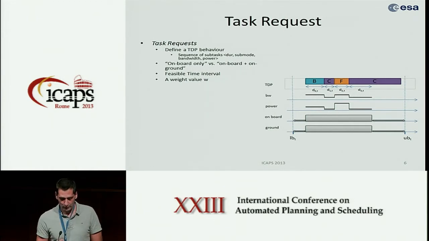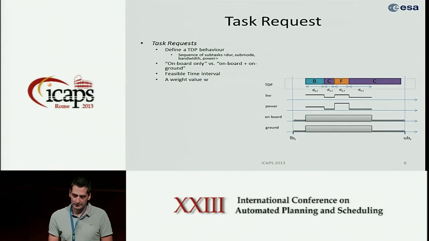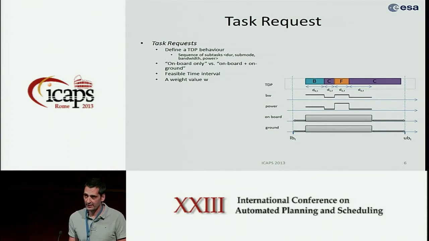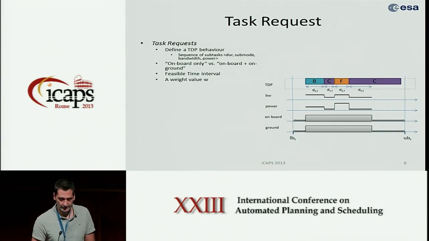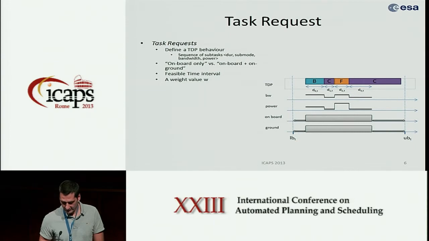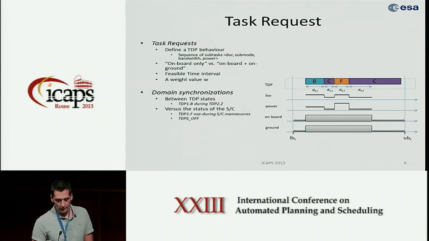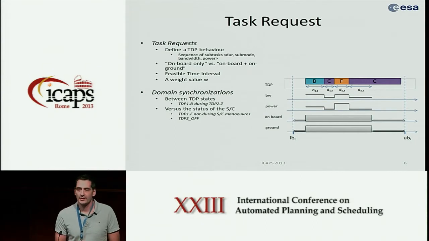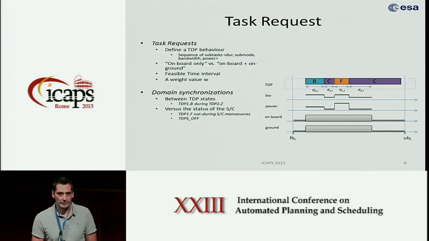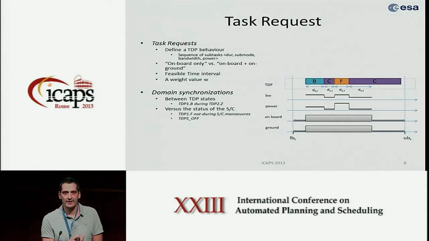And also, there are tasks that can require only onboard execution, so they don't require ground segment support. But what is important here is that in our domain we have some constraints that are not associated to the task, but are defined on the payloads. For instance, a payload to be in a particular status requires another payload to be in another status. So here we have domain constraints or domain synchronization.